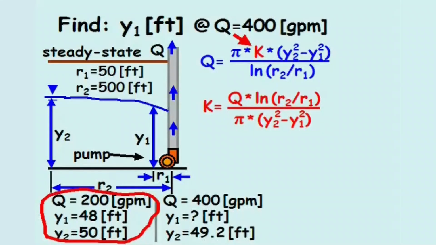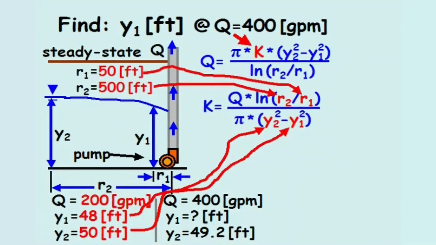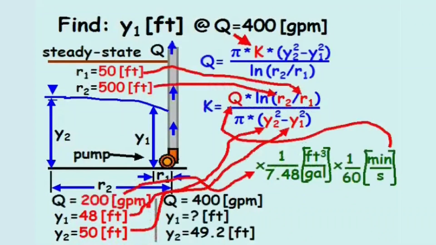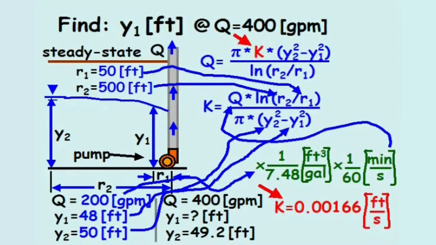The known values are plugged into the equation for R1, R2, Y1, and Y2. The flow rate is substituted in after being converted to cubic feet per second. The hydraulic conductivity equals 0.00166 feet per second.